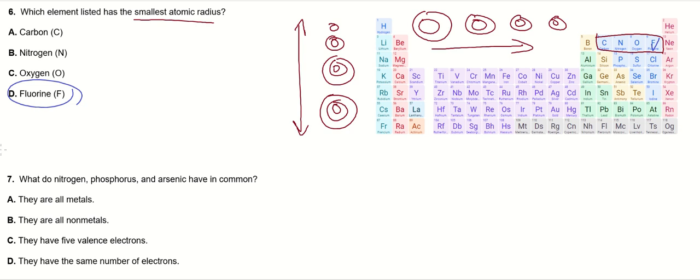All right, number 7. What do N, P, and As have in common? They all have 5 valence electrons. Is that a choice? Yep. D is not correct because they all have a different number of electrons. Nitrogen has 7, phosphorus has 15, and arsenic's 33. Are they all nonmetals? No, arsenic is a metalloid. And all right, C's the answer.